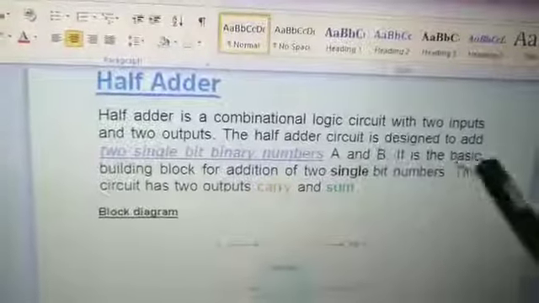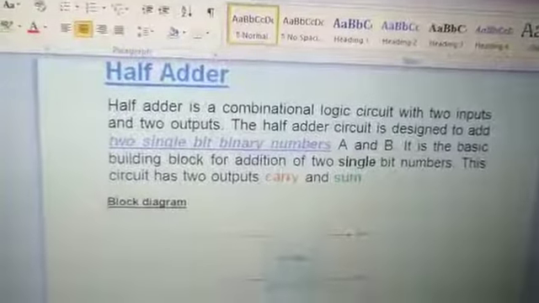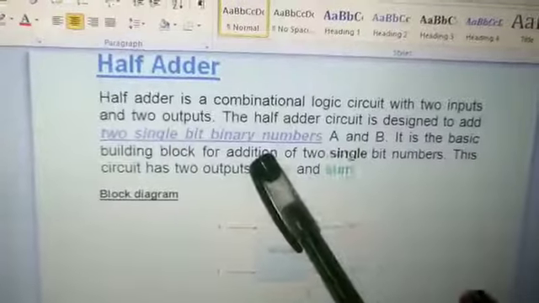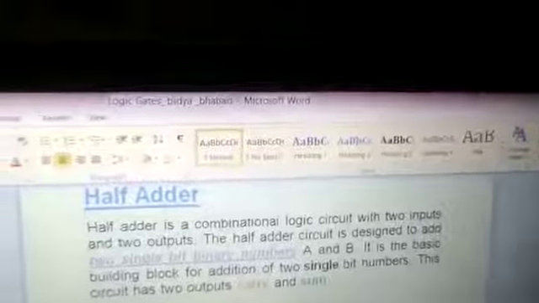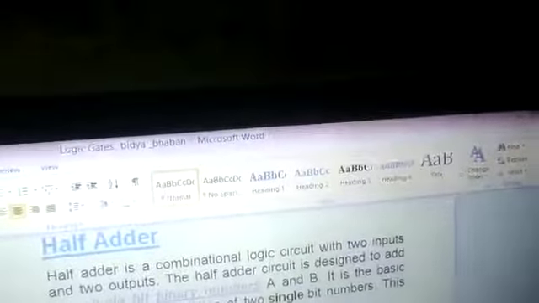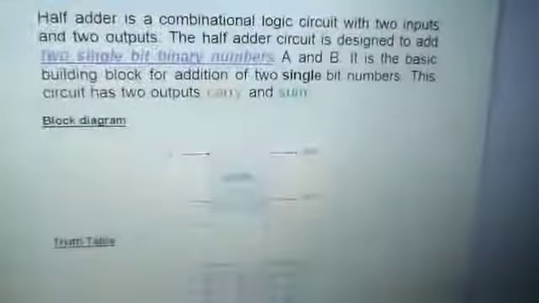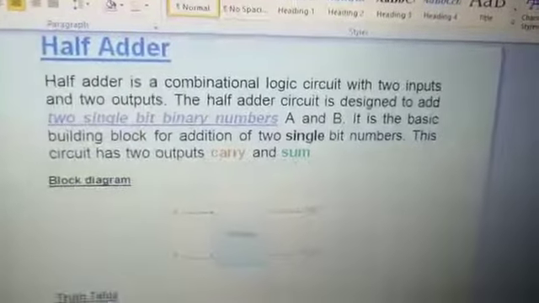Suppose A is one input and B is the other input. We will get two outputs: one is called sum and the other is called carry. If you recall the binary addition rule, 1 plus 1 is 10. So we write 0 in the sum part and carry 1. That is why in an adder we get two outputs: the sum output and the carry. This is the block diagram. Just look at it closely.